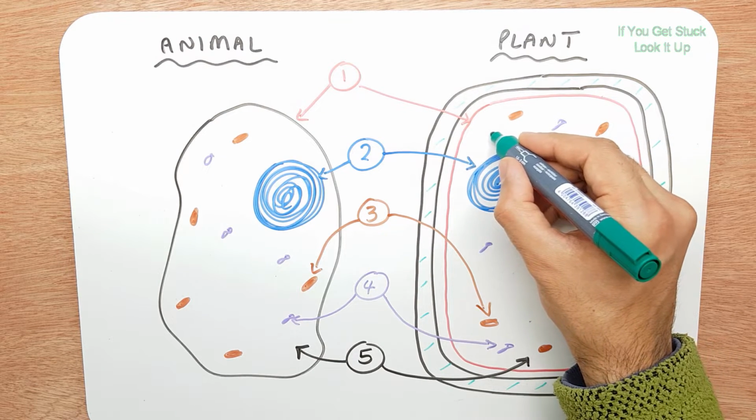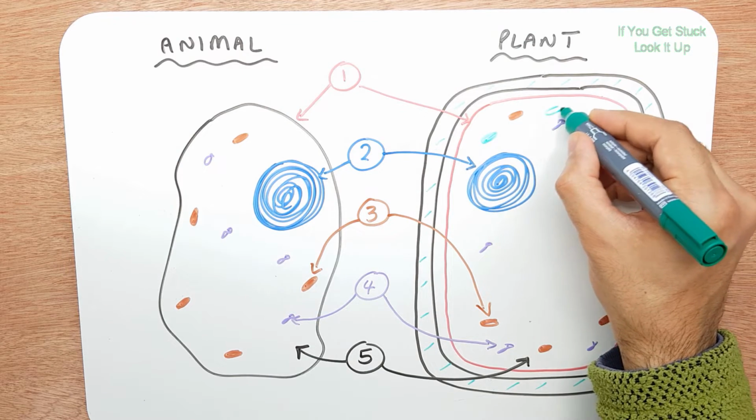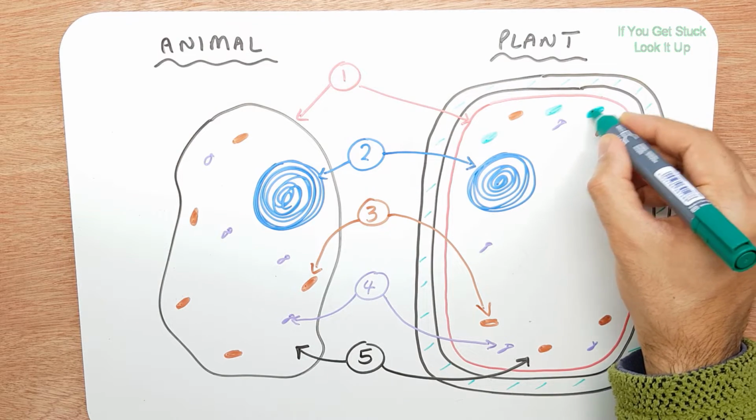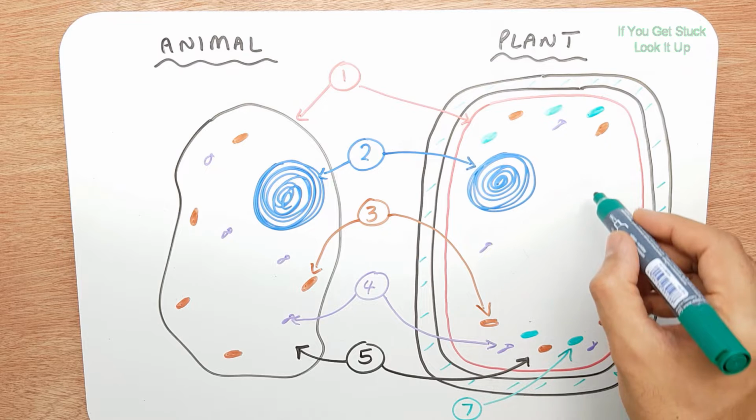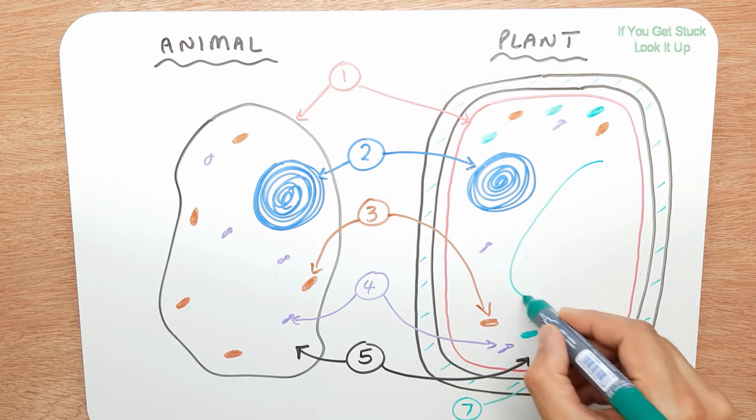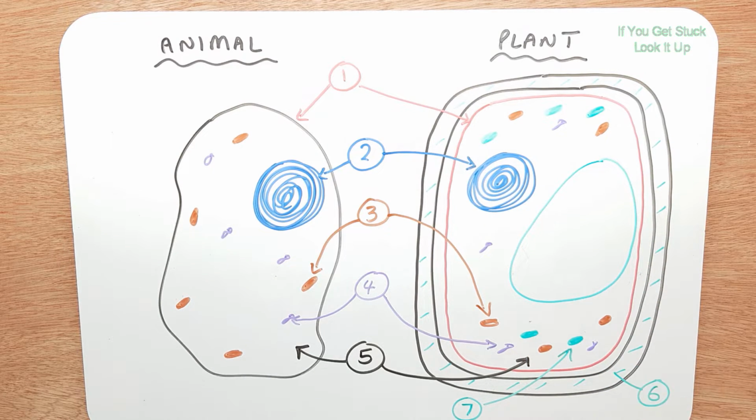Then you have another organelle, a little unit that's responsible for photosynthesis. And what makes it green is the chlorophyll. So the 7th organelle, or the 7th unit, is chloroplast. And finally, you'll have a permanent vacuole. So we'll squeeze that in here. Number 8, a permanent vacuole.